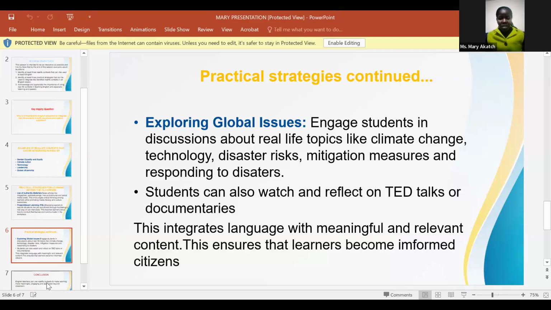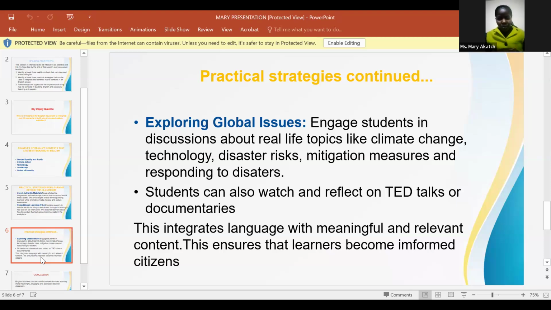Then we can also talk about mitigation measures, and when it comes to disaster management, they can also watch and reflect on TED Talks or documentaries. For example, one of the TED Talks that I like is by Chimamanda Adichie, who talks more about gender equality. So many times, if I want to integrate digital literacy, I just go with my laptop to class, then they can listen to the TED Talks. Then after that, they can also come up with their own topic that they have identified, like poverty or any other issue that is affecting the community, and have an open talk about it.